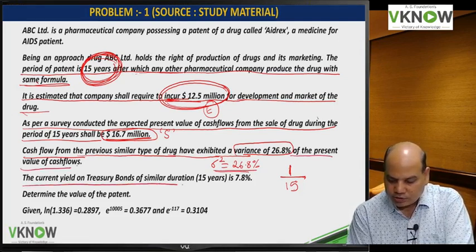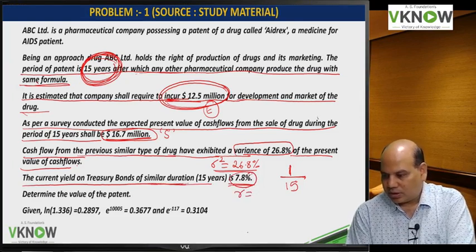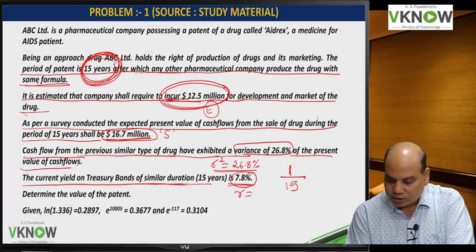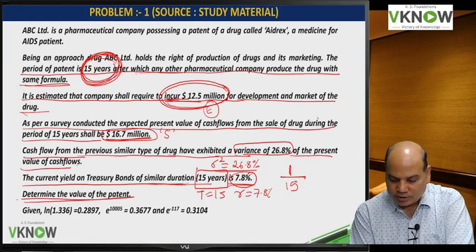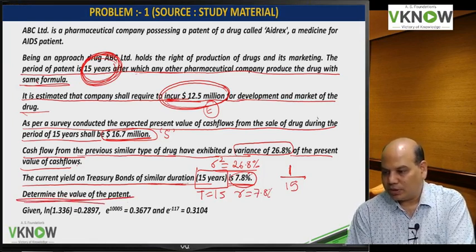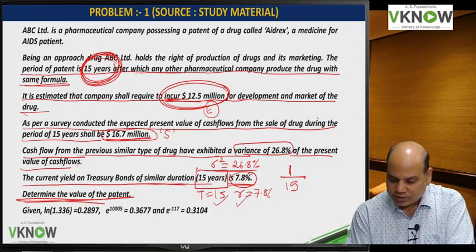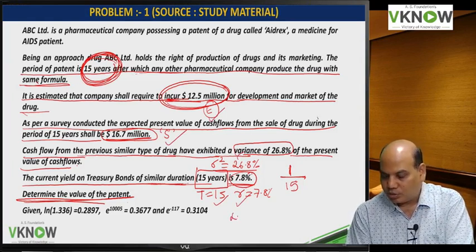The current yield on treasury bond of similar duration is 7.8%. This 7.8% is R, the rate of interest. And in this question the time is 15 years. T is 15 years. Determine the value of the patent. What should be the value of the patent? So this is one method to compute the value of a patent using the Black and Scholes model. Time is given, rate is given, sigma is given, S is given, E is given. And this question has one more component which is equivalent to dividend yield.